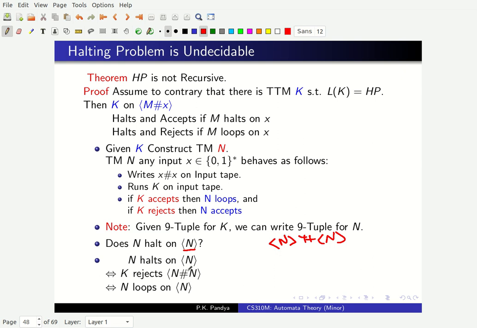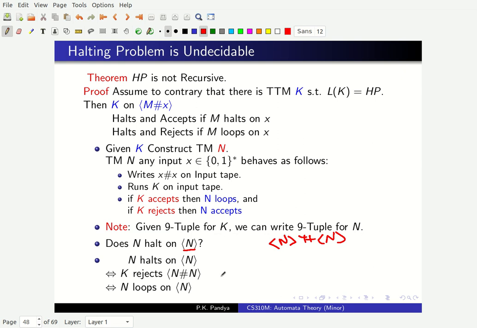So you can say this is an if and only if reduction. That is, N halts on N if and only if K rejects this step, right? And when does K reject this? Here is a Turing machine and here is the data to it. That is, N loops on this. This is the definition of K. When does K reject? It rejects if and only if the machine M loops on x for the pair Mx. In our case, our M is N and our x is the code of N, right? So N loops on N.